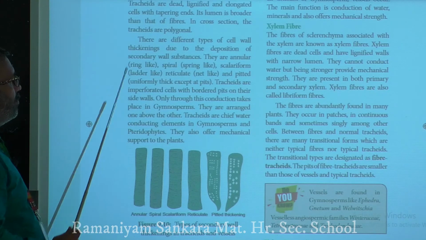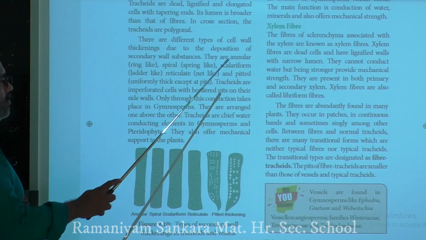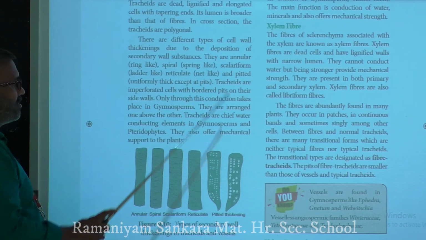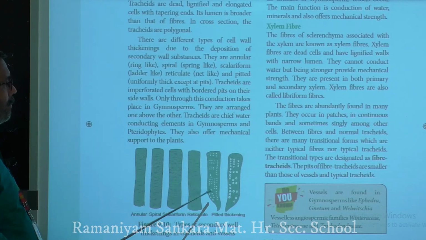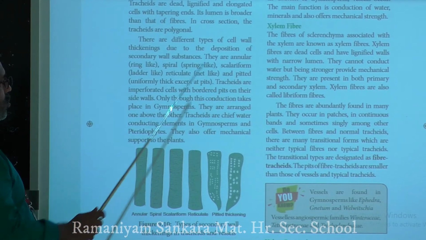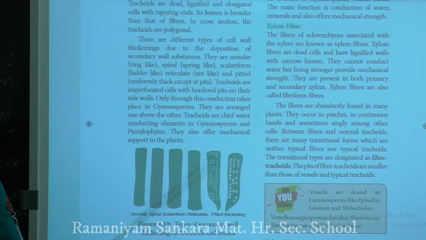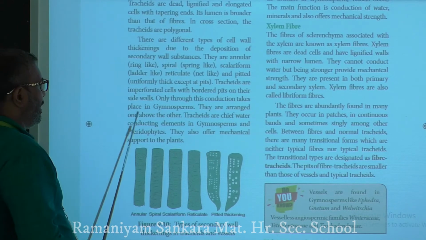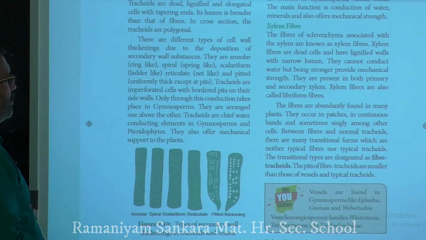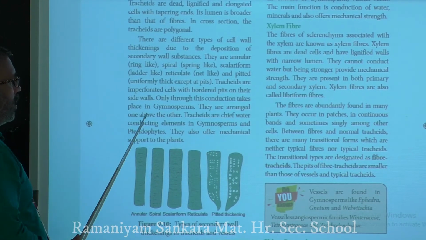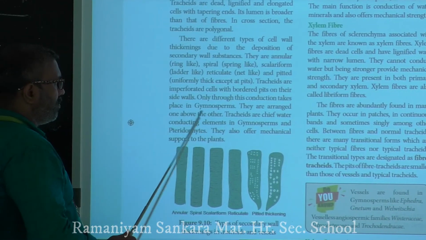Next one is scalariform, a ladder form, called scalariform. Next one, reticulate, a net-like structure, and pitted, uniformly thick except at pits. Tracheids have imperfect cell walls with bordered pits on the side wall. In gymnosperms, only pitted tracheids are formed. They are arranged one above the other.